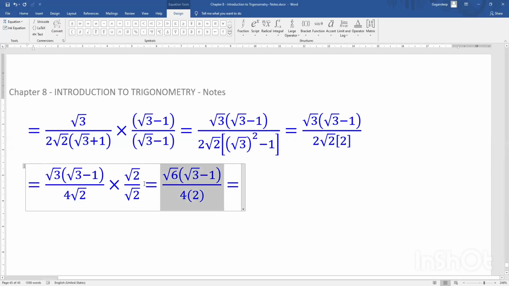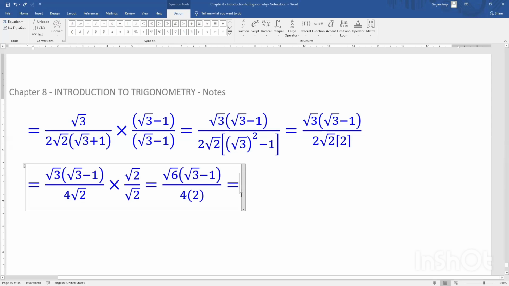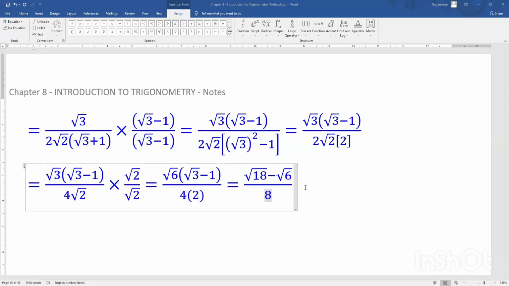When you multiply root 6 into root 3, how much is it? It will be root 18. So here we get root 18. And then root 6 into 1 is root 6, and denominator 4 into 2 is 8. I repeat, root 6 into root 3 is root 18, and root 6 into 1 is root 6, by 8.